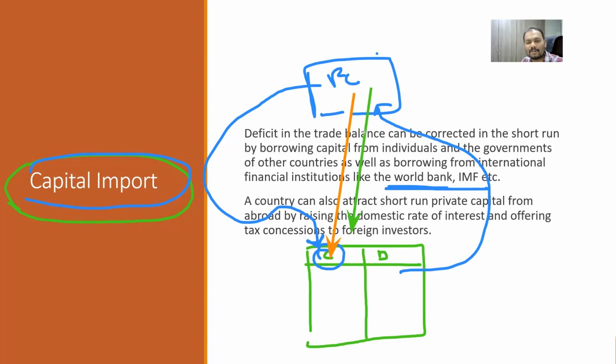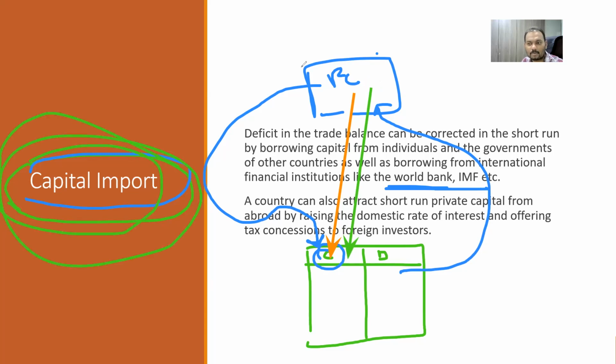That is also capital import. Foreigners are investing in Indian shares, Indian debentures, Indian properties, Indian business. In all these cases, money is coming into our country, and when money comes into our country, it is entered on the credit side. So investments coming from foreign countries and borrowing from foreign countries, you call it capital import.